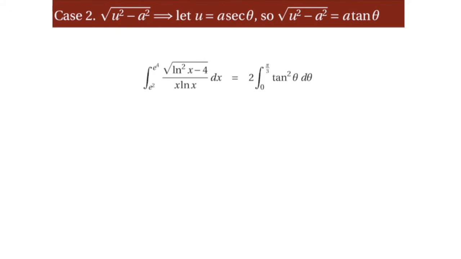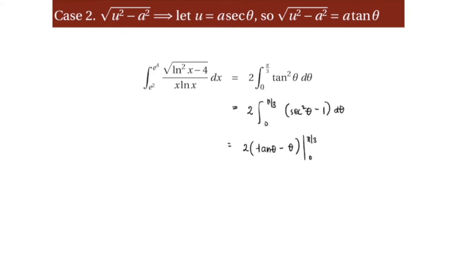And recall, coming from trigonometric integrals, napapalitan natin si tangent in terms of secant. So we have here 2 integral from 0 to pi over 3 ng secant squared theta minus 1 d theta, or that is, this is equal now to 2 times antiderivative ng secant squared theta is tangent theta minus antiderivative ng 1 is theta, evaluated from 0 to pi over 3.